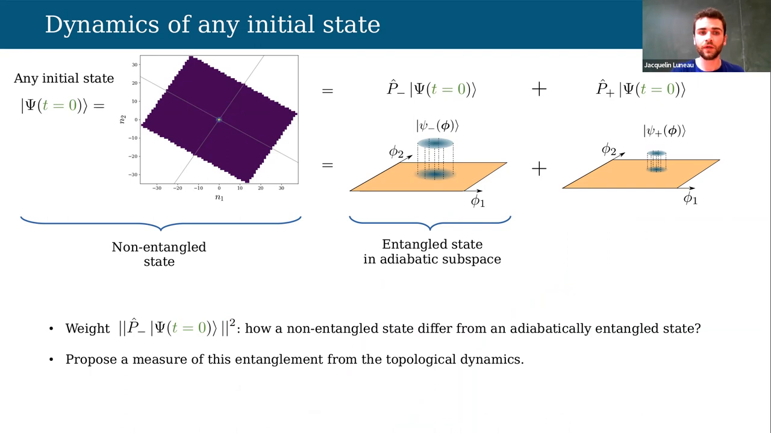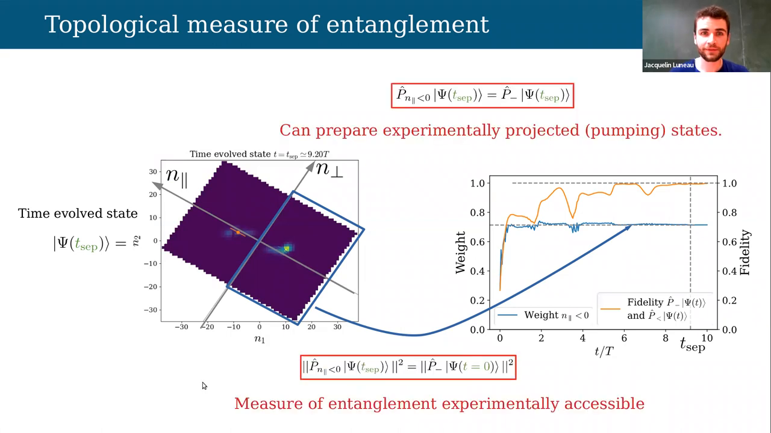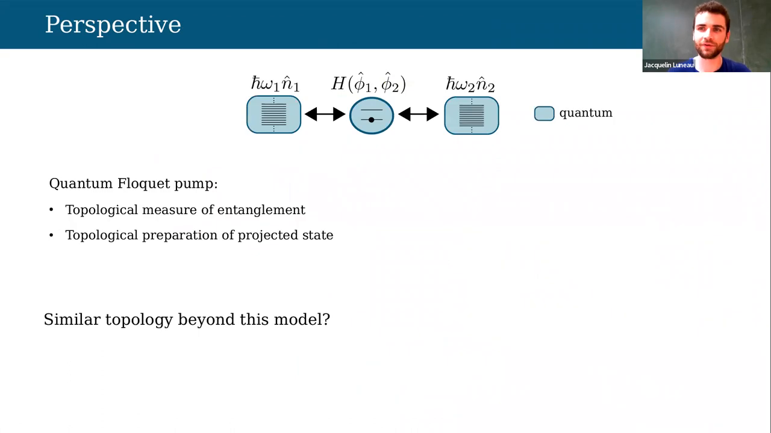Yes, because phi1 and n1 are not different systems, they are just conjugate variables of the same system, of one mode. And we evaluate the entanglement between the two systems. So it's not a tripartite, it's basically a bipartite system. So yes, phi1 n1 and phi2 n2. Okay, so you are computing the entanglement between these two degrees of freedom. Yes, exactly. Okay, thank you for the good question.